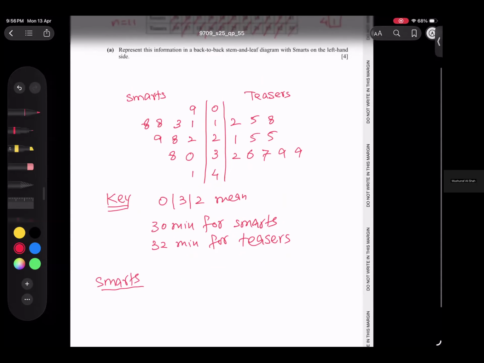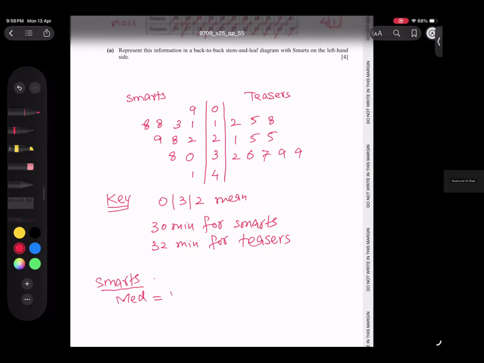Okay. And what's the formula for the median? The median formula is very clear. The median formula is (n plus 1) divided by 2, so (11 plus 1) divided by 2. I got the 6th term. So 1, 2, 3, 4, 5, and 6. So 22. So the median is 22.